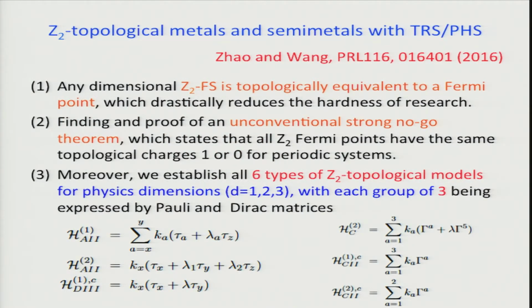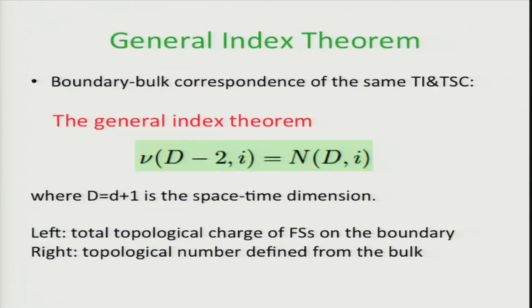Okay, in addition to this, we also find for the above 8, the Z2. So how do you derive this general index theorem? Using the topological invariant, you can read our long paper.